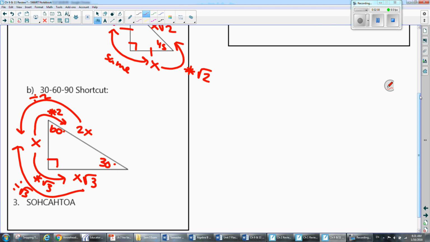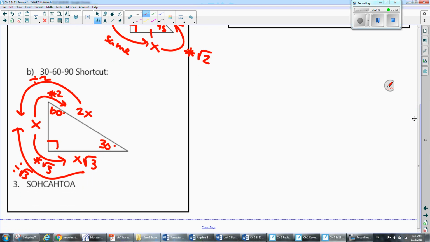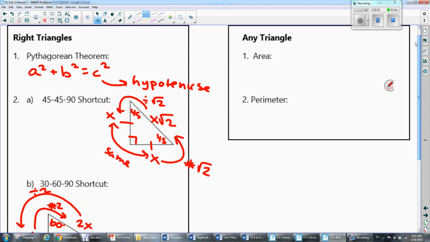Okay, if it's not a special right triangle, your SOHCAHTOA will work. Remember that sine is the opposite over the hypotenuse, cosine is the adjacent over the hypotenuse, tangent's your opposite over the adjacent. That only works if it's right triangles.